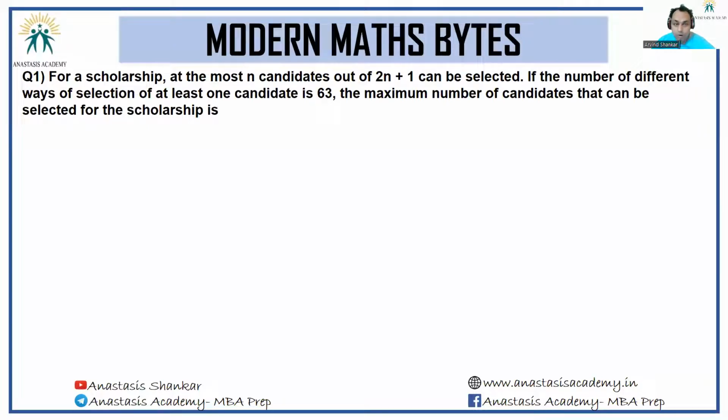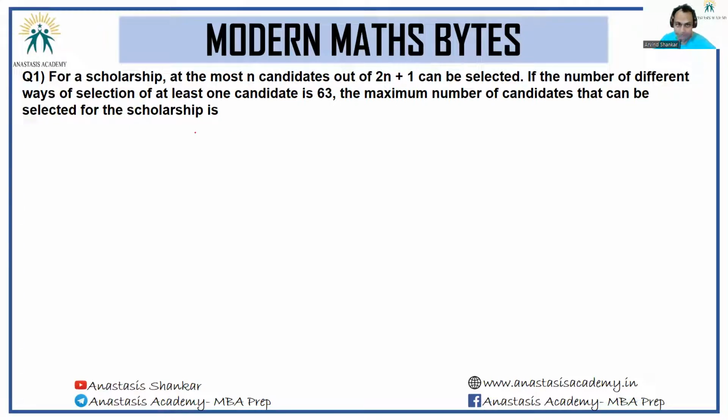Let's look at the solution of modern maths bites. For a scholarship, at most n candidates out of 2n plus 1 can be selected. If the number of different ways of selection of at least one candidate is 63, the maximum number of candidates that can be selected for the scholarship is.